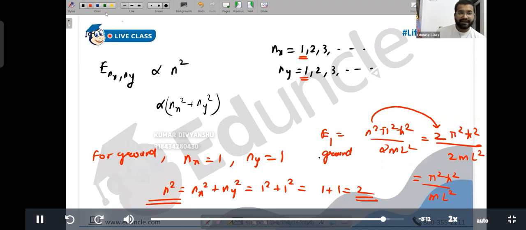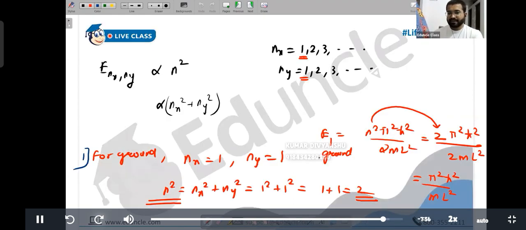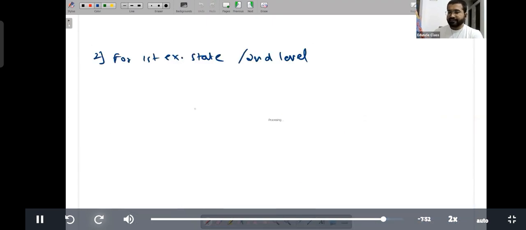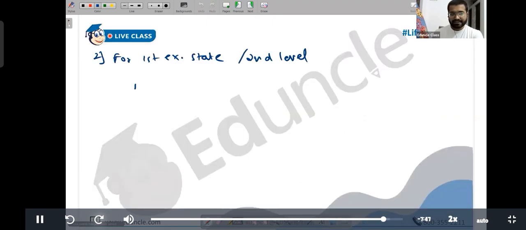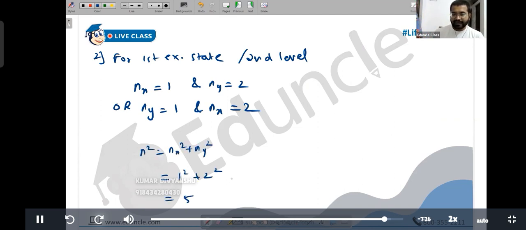Others writing, let me know. Next. For the first excited state, or you can say second level, what will be the next combination possible? 1, 2 or 2, 1. Both of them must give me the same value. That's obvious, people. So the next possible combination is nx is 1 and ny is 2, or ny is 1 and nx is 2. Both of them will give you the same energy. Why? Because n square is nx square plus ny square. If you write 1 square plus 2 square, the answer will be 5. And if you write 2 square plus 1 square, the answer will still be 5. So both of them are going to give the same energy.